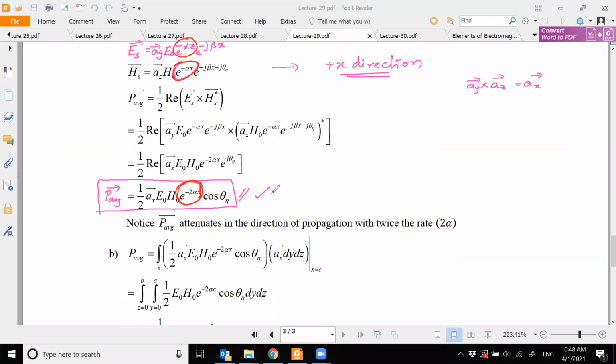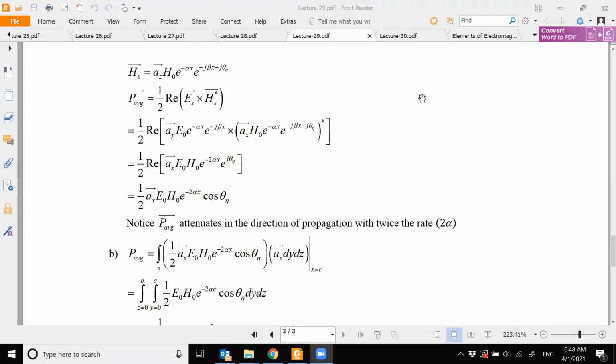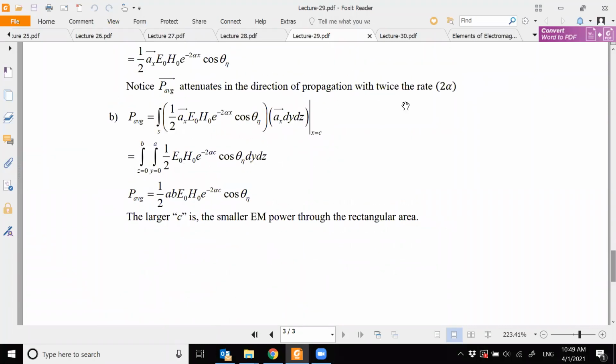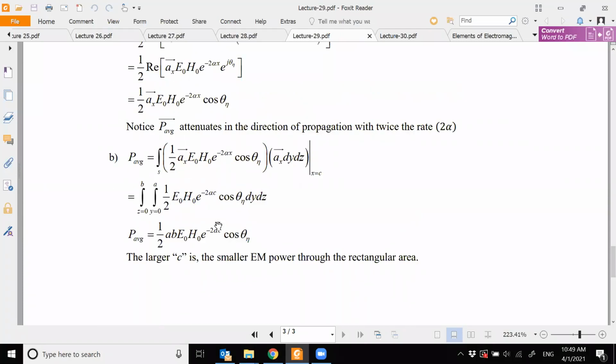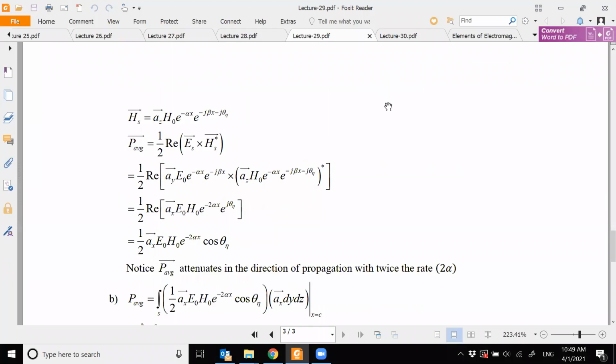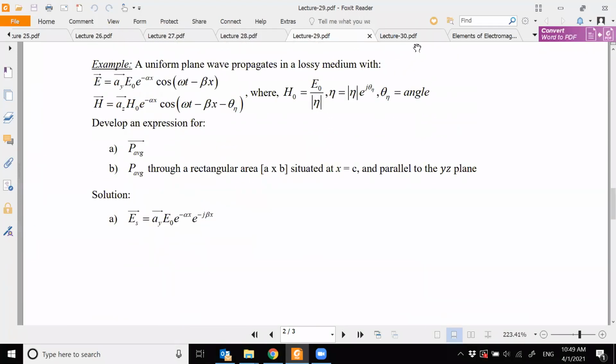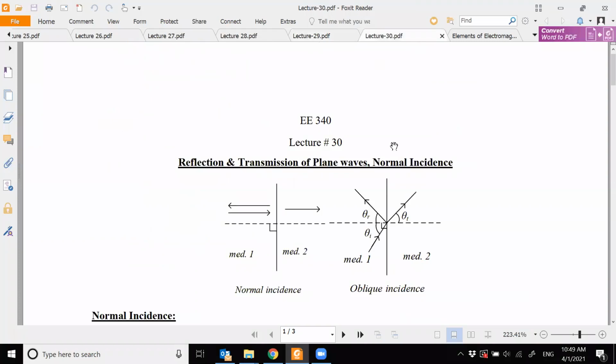Once you get this, you can put it in your expression to find the power over the rectangular area at x equal to c. Then you do the integration and you will see that this is the time averaged power. Again, you can see it is attenuating as e to the power minus 2 alpha. This is what I wanted to highlight. So this is our electromagnetic power transmission, which is carried by our electromagnetic wave.